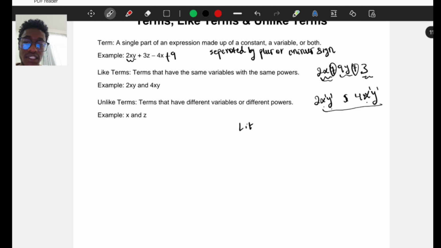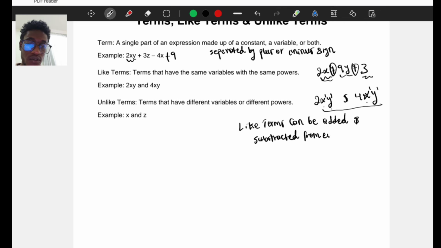And like terms can be added and subtracted from each other. So what do I mean? Like terms can be added or subtracted from each other. For example, 2xy can be added to 4xy to give us 6xy. We can add like terms by adding only their coefficients. Like terms can have different coefficients.